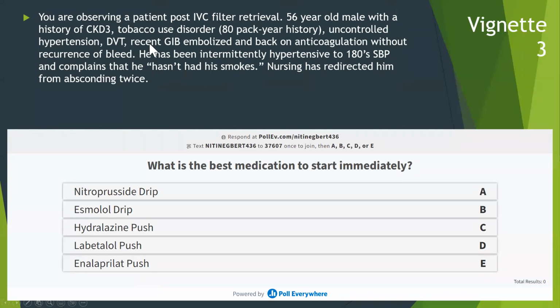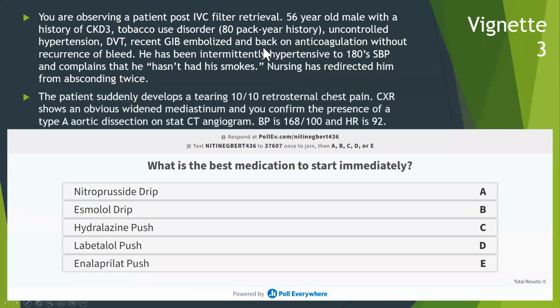This is a 56-year-old male with a history of CKD, tobacco use disorder, uncontrolled hypertension, DVT, a recent GI bleed. This is inpatient. And he's back on anticoagulation without the recurrence of bleed because you embolized a GI bleed. He has been intermittently hypertensive to the 180 systolic blood pressure and complains that he hasn't had a smoke. Nursing has had to redirect him from absconding twice. The patient suddenly develops a tearing 10 out of 10 retrosternal chest pain.